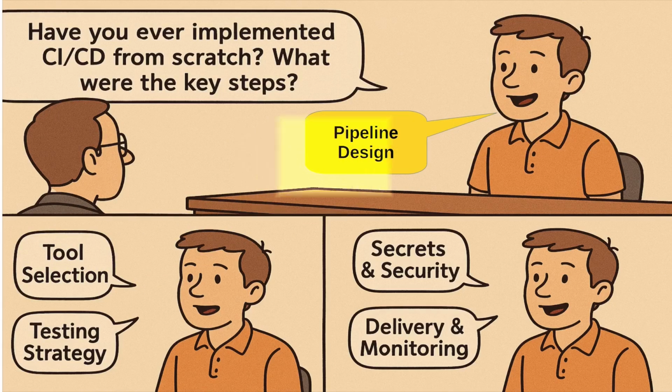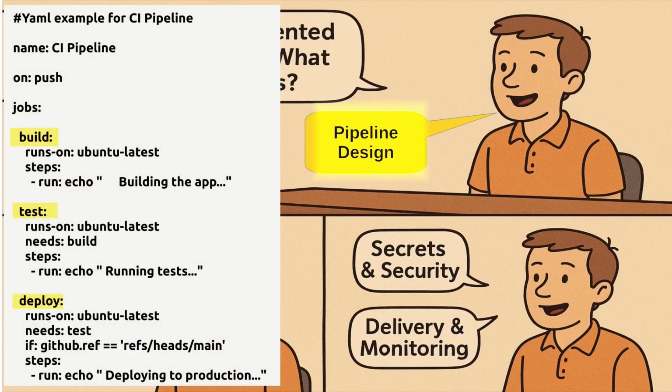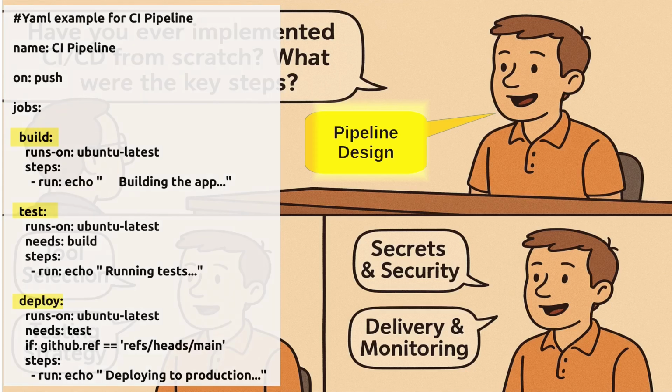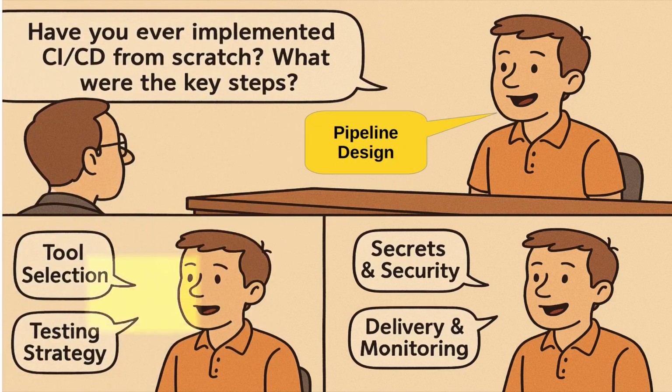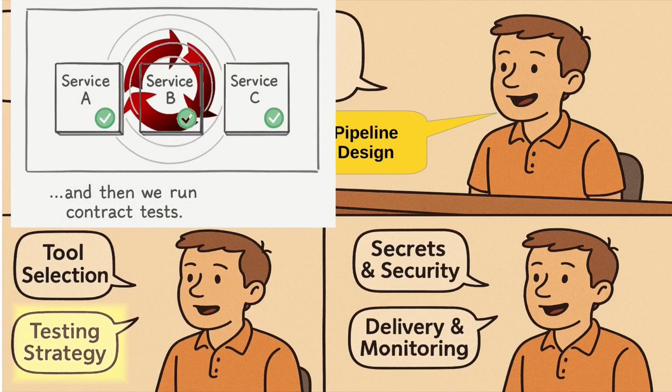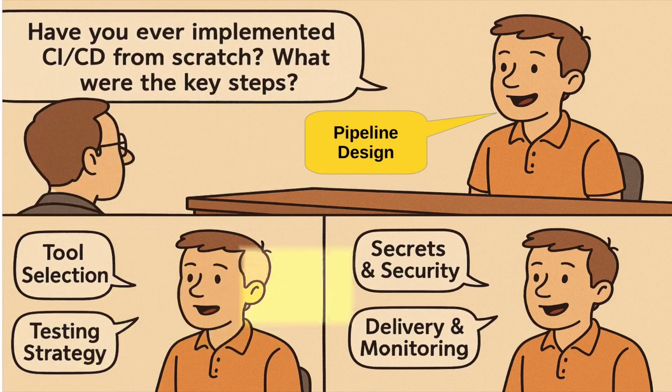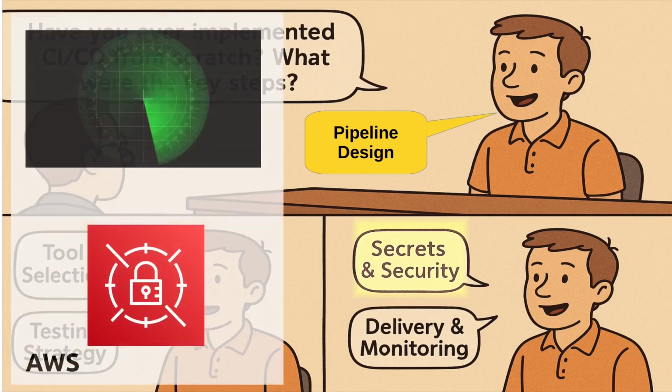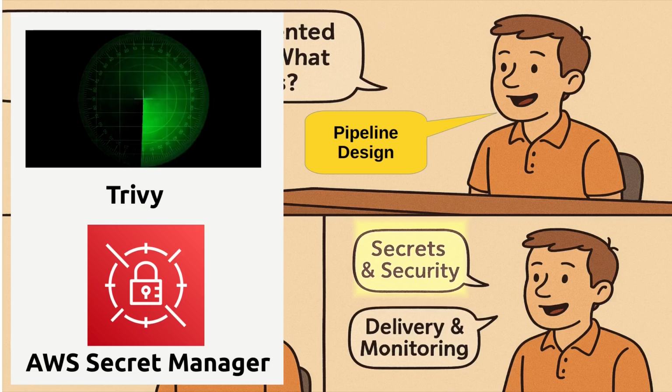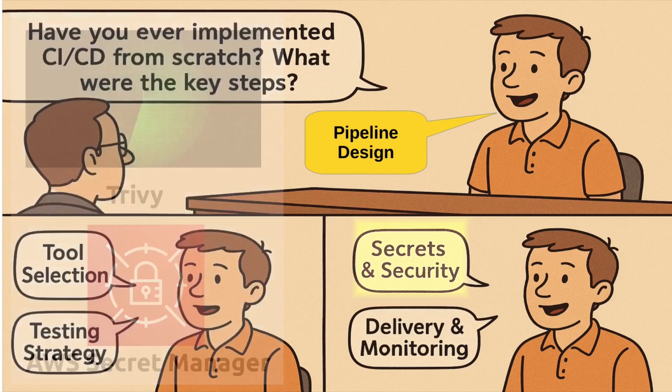Second, I created workflows that triggered on pull requests and main branch merges. Each job, build, test, and deploy, was defined in YAML. Third, I wrote unit tests and contract tests to ensure quality across microservices. Fourth, I integrated AWS Secrets Manager for credentials and used Trivy for vulnerability scanning.